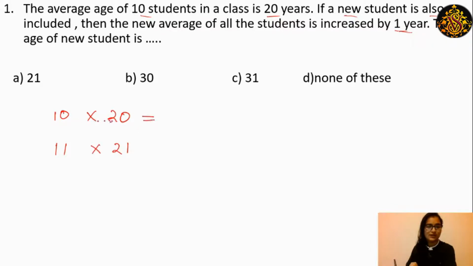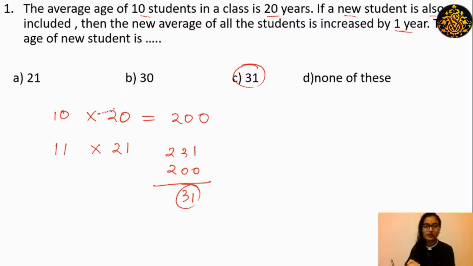So 10 into 20 is 200. 11 into 21 is 231. And in this we will be finding the difference, 231 minus 200. So this is the normal method which we solve. You don't have to multiply this much in our method. You can save your time also.